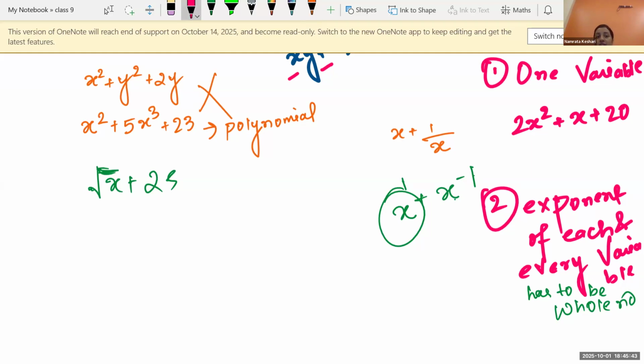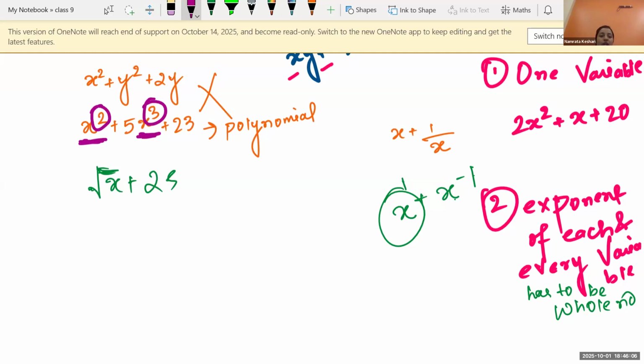Each and every variable, now listen to me carefully, you have to focus on the variables. Here x is the variable, here x is the variable. Now what about the exponent of the first x? 2. Is it a whole number? Yeah. Next x, what is the exponent? 3. Is that a whole number? Yeah. Then it is a polynomial.